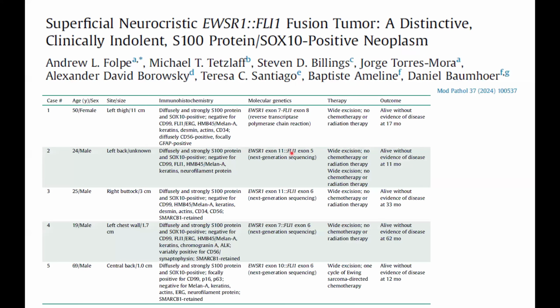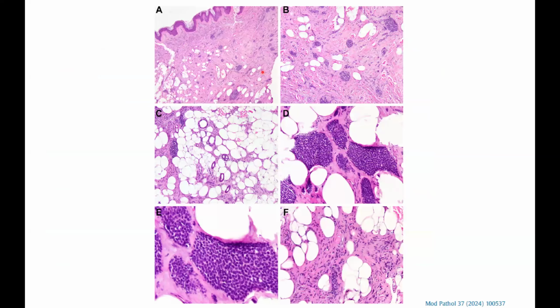But the new thing is that there are 11 cases reported so far in the last couple of years, showing that at least a subset of these tumors that were called Ewing sarcoma in the past, and that showed diffuse S100 and SOX10 positivity, may actually represent a distinct entity named superficial neurocystic tumor. They had some reproducible morphologic findings. For example, very bland round cells in a triphasic pattern, with nests of round cells and spindle cells infiltrating adipocytes.